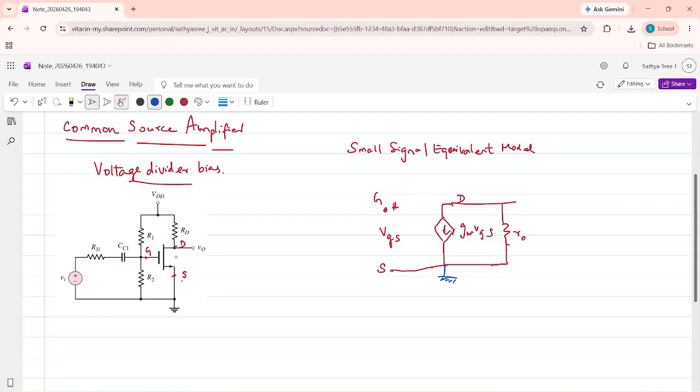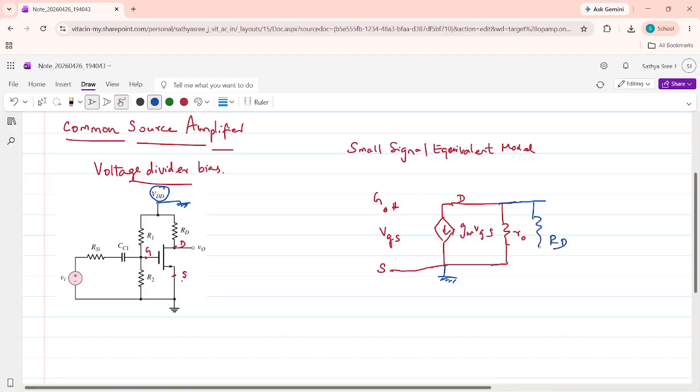And then if you look at the drain, one end of RD is connected to the drain, the other end is connected to the supply VDD. While drawing the small signal equivalent, all the DC voltage sources you have to nullify. So this VDD goes to ground. So from the drain point, there is an RD. The other end of RD is connected to ground. So this is V0.